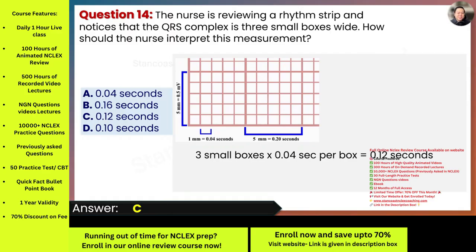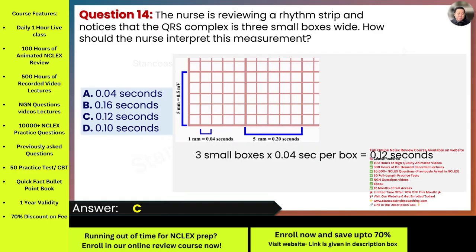So this would only be the width of one small box, not three. So this answer doesn't make sense in the context of the QRS complex spanning 3 boxes. And letter B, 0.16 seconds. This would be the width of the 4 small boxes.